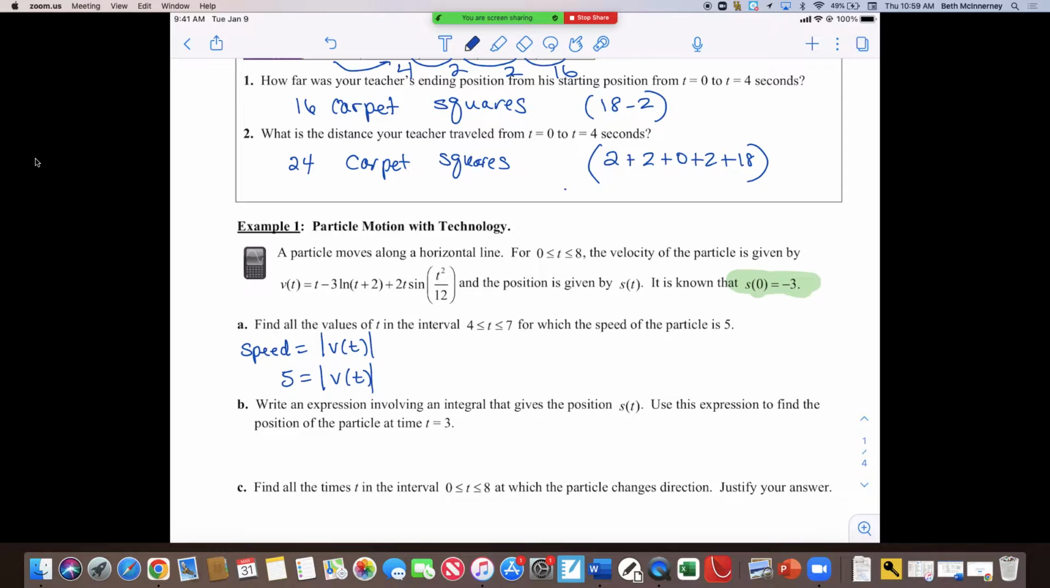Let me repeat that. On your graphing calculator, you're going to graph 2 things. Now you would need to either store or define v of t. Remember we went over how to store this? I would probably do that because it's so complicated. I would probably define it, then go to my graphing calculator, and then graph absolute value v of t, graph y equals 5, and look for the points of intersection.